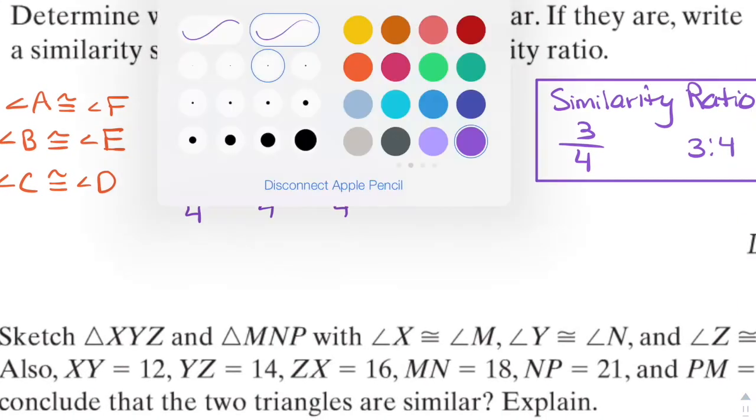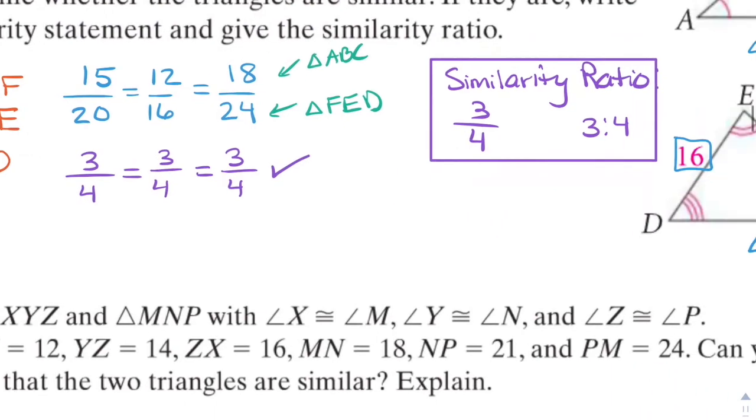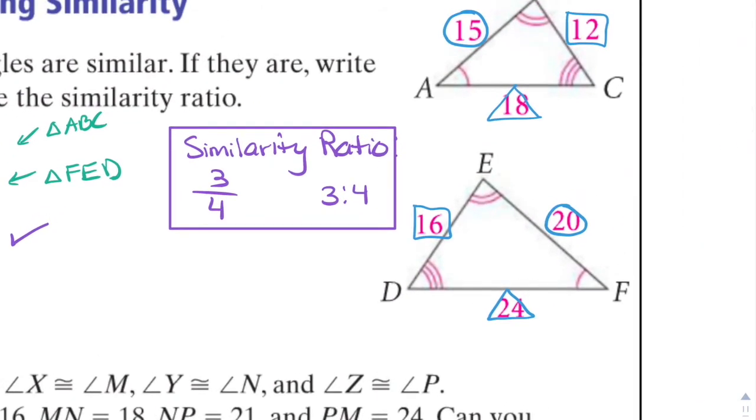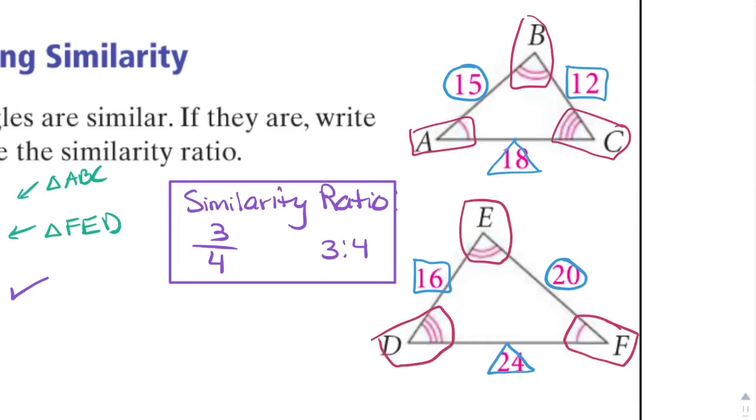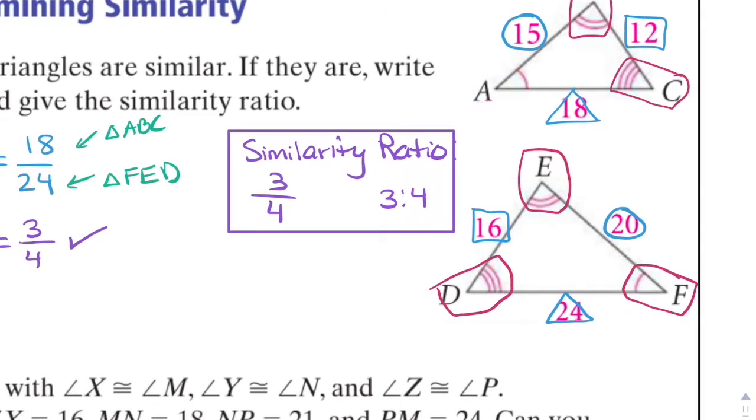So the triangle similarity statement is going to be triangle. Remember, I'm going to go in order 1, 2, 3. Angle A has 1 tick mark, angle B has 2, and angle C has 3. Angle F has 1 tick mark, angle E has 2 tick marks, and angle D has 3. So I'm going to go in that order.